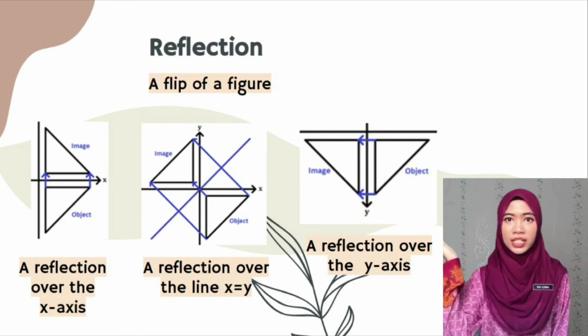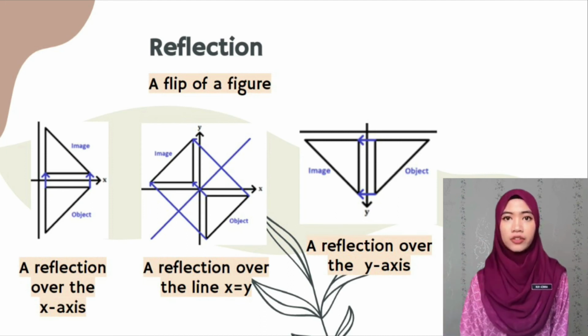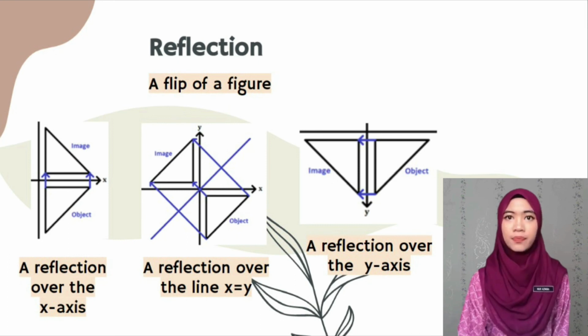So, the picture here shows three types of reflection. First, a reflection of an object over the x-axis. Second, a reflection of an object over the line y equal to x. And last, a reflection of an object over the y-axis. So, from the reflection process here, the image of the rhombus will be completed by the triangle.